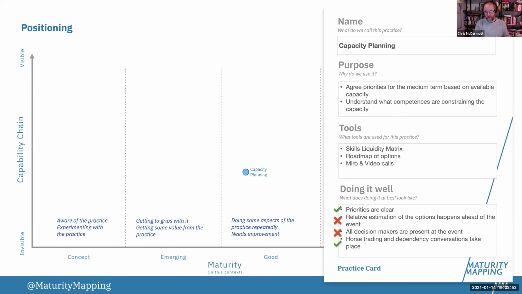So in this instance, what we've got is a couple of ticks. I'm just doing this as a visual, but we can see that, yes, when we do capacity planning, every time we do it, priorities are clear. But relative estimation isn't something we're particularly happy with. That's something we want to improve. And when we do it, we tend to miss decision makers. They're not always present at the event. However, horse trading and dependency conversations take place. These are key aspects of the practice. So we know that if we want to get better at this practice, those are two elements that we might want to look at: estimation and the presence of decision makers at the sessions.